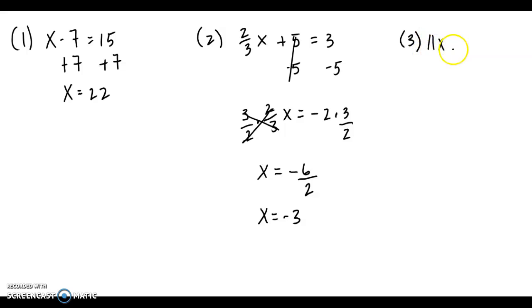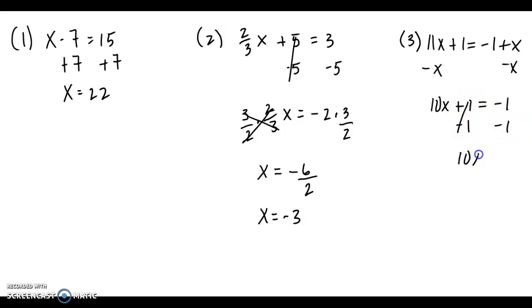Number 3, 11x plus 1 is equal to -1 plus x. I'm going to subtract x from both sides first. I get 10x plus 1 equals -1. I'm going to subtract 1 from both sides. I get 10x is equal to -2. And then I'm going to divide by 10 on both sides. So this reduces to -1/5. Some of you wrote it as the decimal, 2/10, which is fine, but I would say keep it as the fraction.